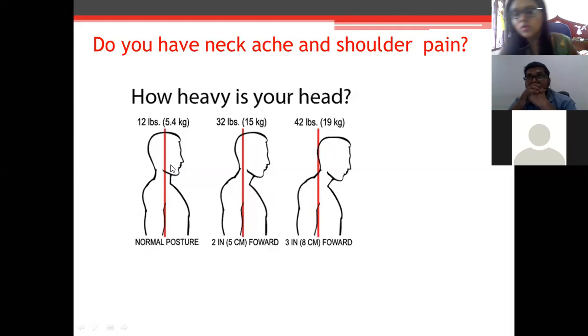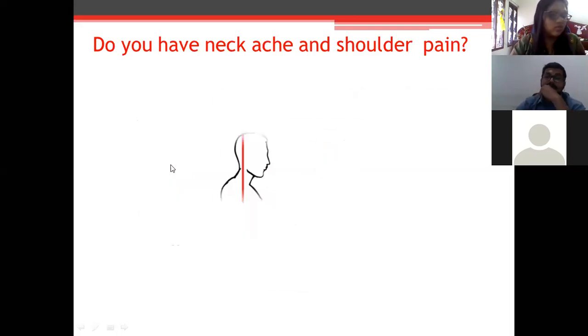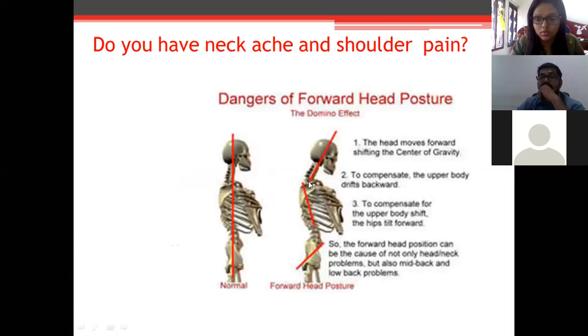So whenever a patient comes to you, you have to observe whether the patient's head position is correct, whether forward head position is there, or any shoulder drooping, any neck rotation, any neck deviation. Because it is very important, because if your head comes front, to compensate, your upper body drifts backwards. To compensate the upper body drift, your hip comes forward. So altogether, the patient develops neck pain, shoulder pain, back pain, hip pain, joint pain. So everywhere the patient may get pain.